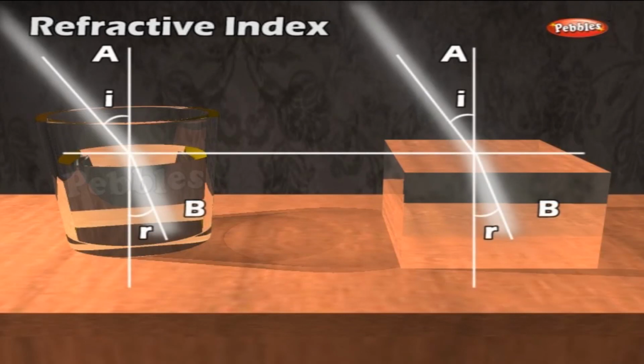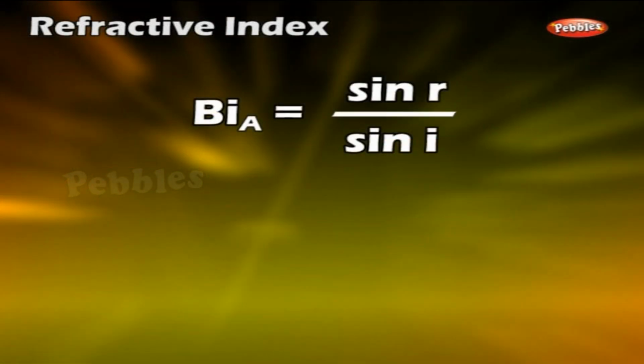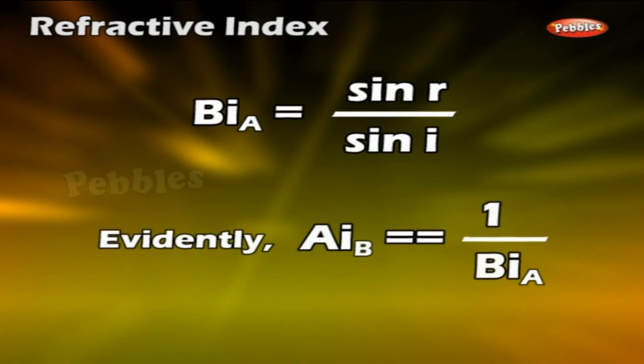If the path of the ray is reversed, R becomes the angle of incidence and I the angle of refraction. Then the refractive index of medium A with respect to medium B is given by bIa is equal to sin R divided by sin I. Evidently, aIb is equal to 1 divided by bIa.